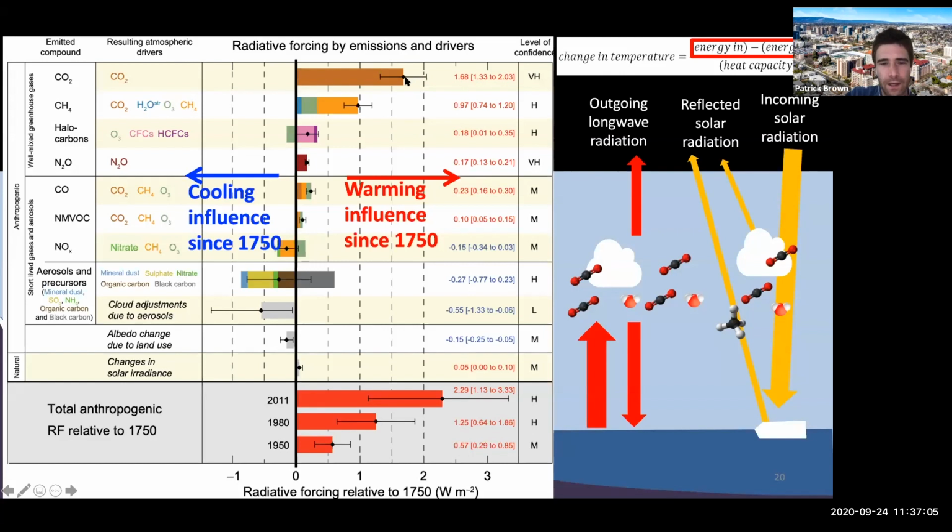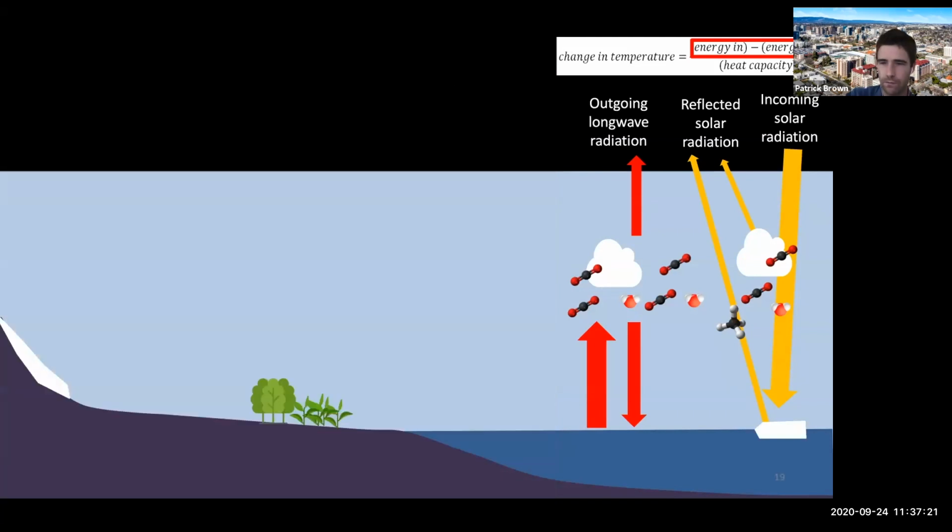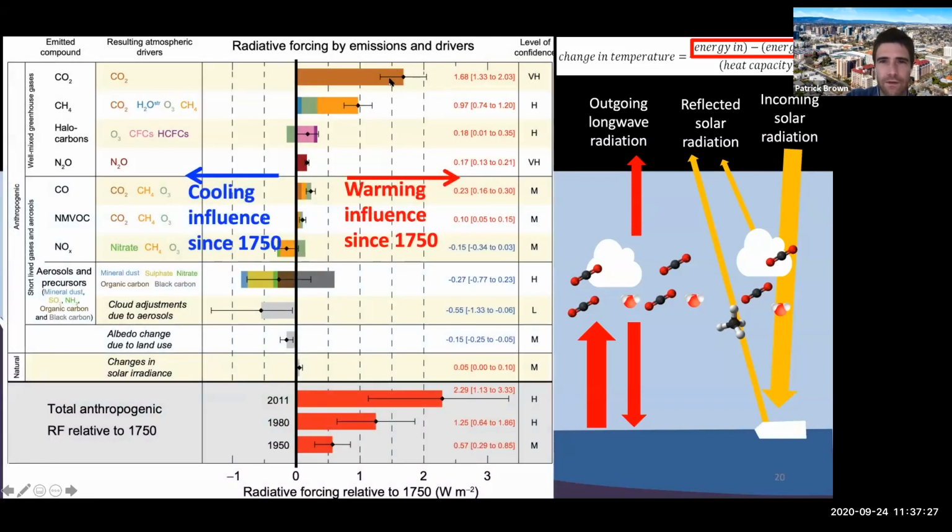And then we also have, look at this, here's this natural change in solar irradiance. That's the amount of incoming energy coming in from the sun. And we have that, oh, it's a warming influence, 0.05, but it's tiny compared to the warming influence from CO2. Tiny compared to the influence due to CO2. And so we see there's other things going on other than CO2.